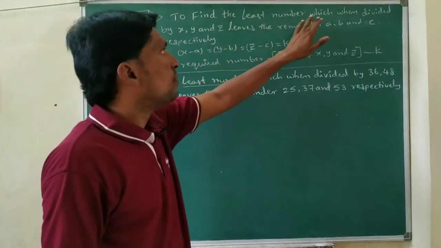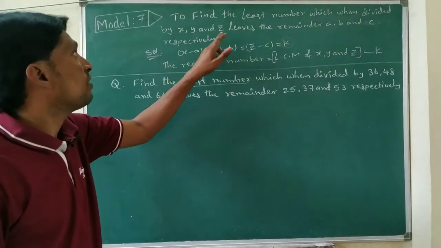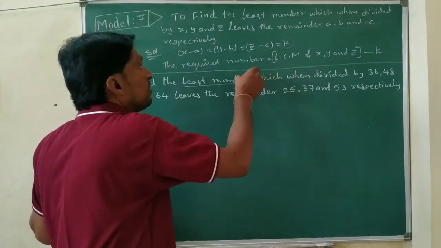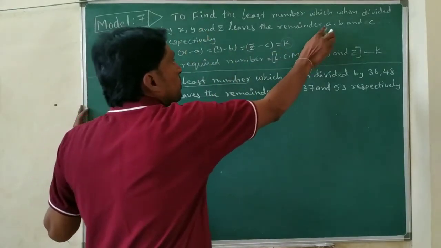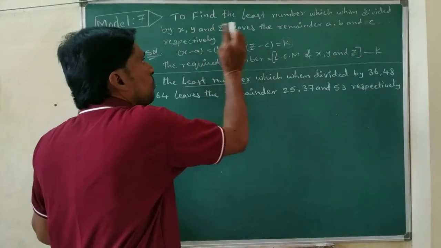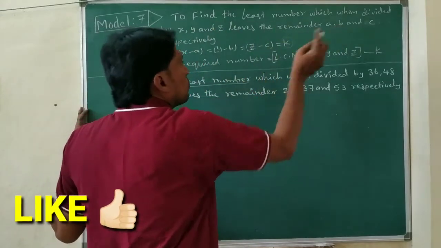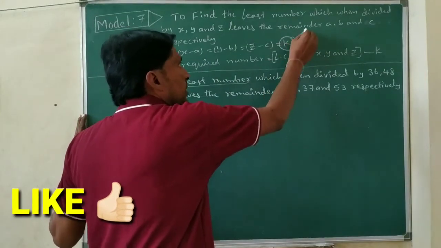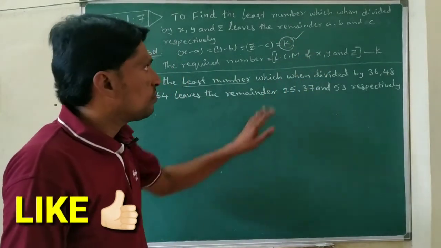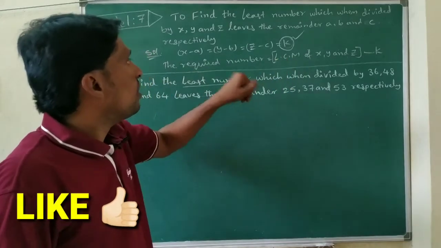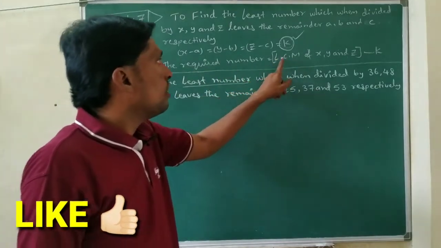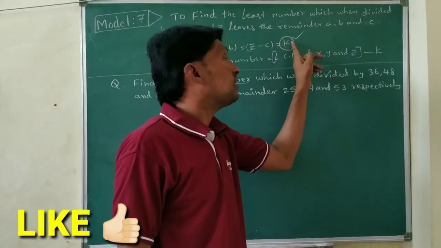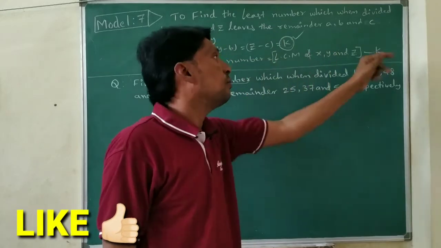What is model number 7? To find the least number which when divided by x, y, z leaves the remainders a, b, c respectively. Here, respectively means the first number minus the first remainder, the second number minus the second remainder, the third number minus the third remainder. We get a constant value, which we can take as k. So the required number is the LCM of the numbers x, y, z minus the constant we got.